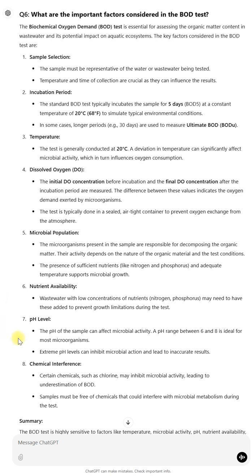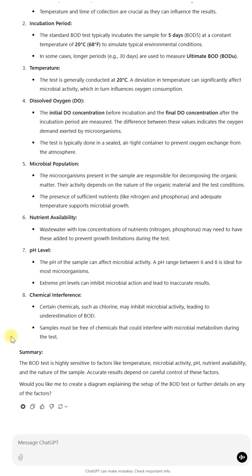8. Chemical interference. Certain chemicals, such as chlorine, may inhibit microbial activity, leading to underestimation of BOD. Samples must be free of chemicals that could interfere with microbial metabolism during the test. Summary. The BOD test is highly sensitive to factors like temperature, microbial activity, pH, nutrient availability, and the nature of the sample. Accurate results depend on careful control of these factors.